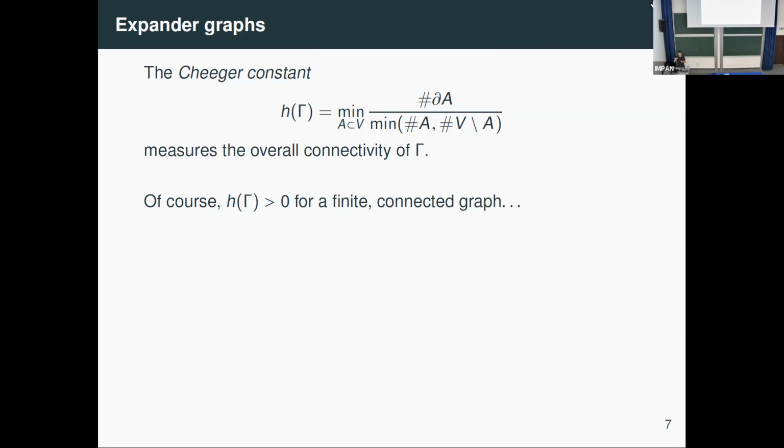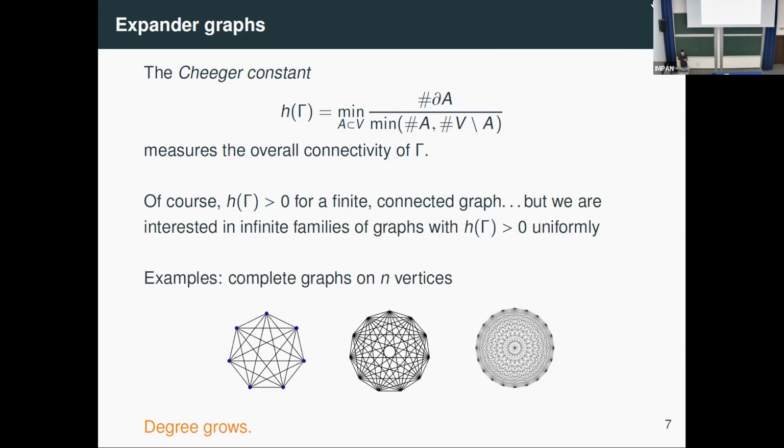Okay, so this is, of course, a positive constant for any finite graph. However, what we are interested in when we're talking about expanders is an infinite family of finite graphs. And what we would like to have is that this number for all of these is uniformly bounded away from zero.